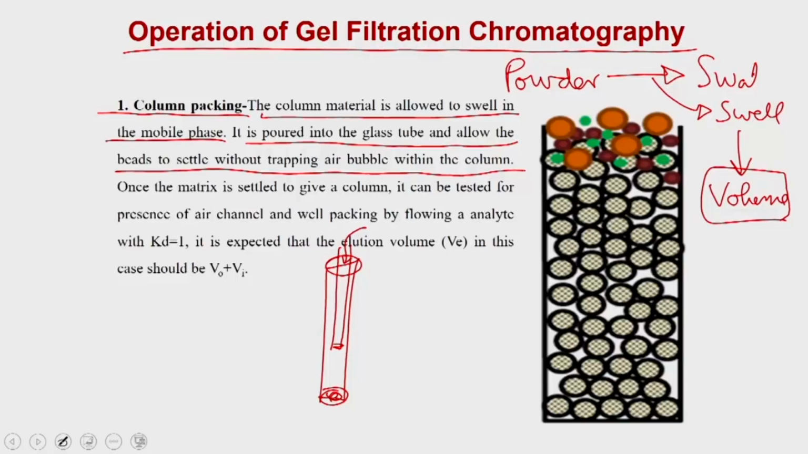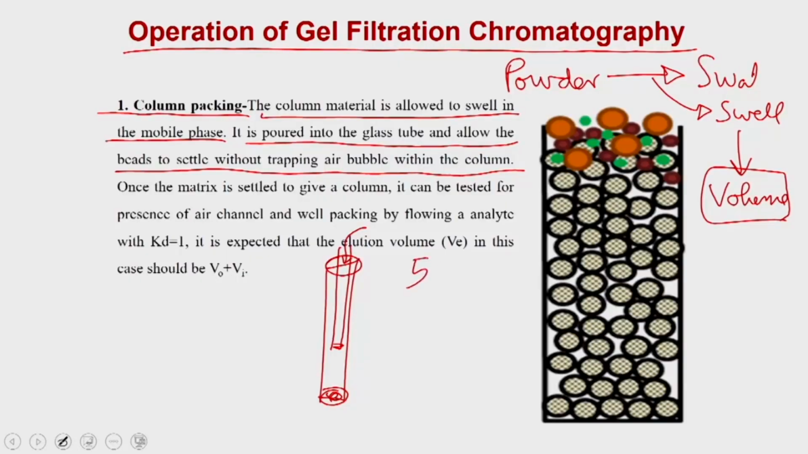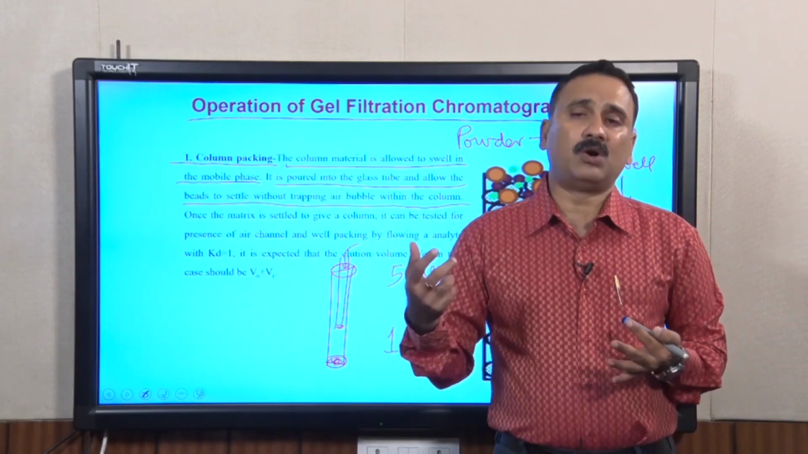Now, what will be the relationship between the column packing flow rate and the flow rate at which you can operate this column? Suppose I am packing this column at 5 ml per minute. Then it is recommended that you should not use this column beyond 1 ml per minute. Why is it so? Because if you run it beyond 1 ml per minute, you are probably going to affect the column packing.